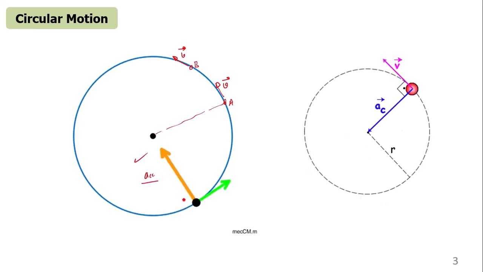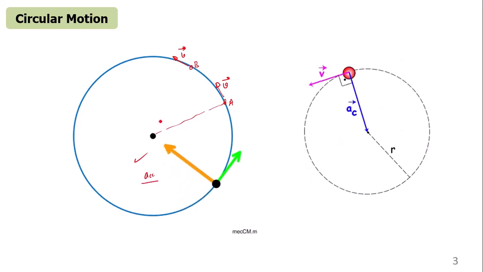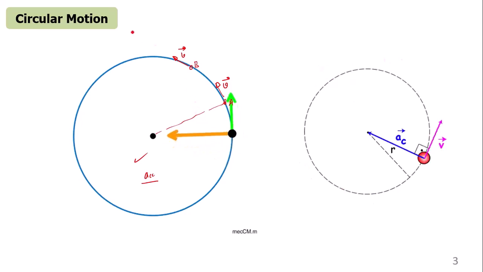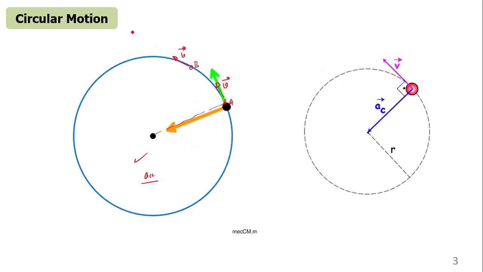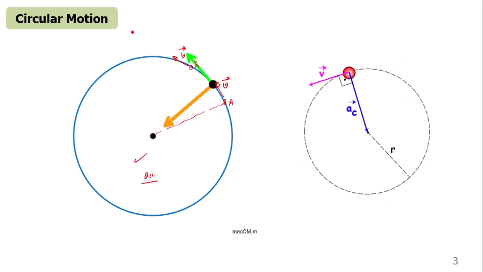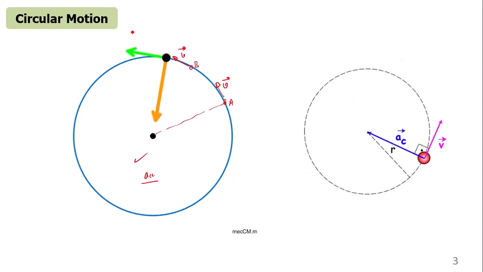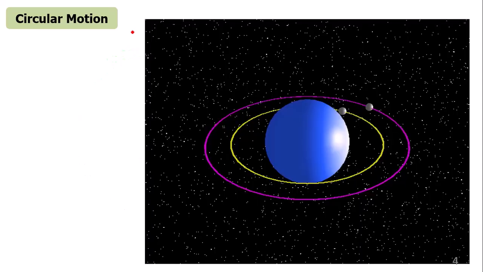How it comes in this direction, I will explain. But first we understand that there must be one acceleration for circular motion. If the acceleration is not there, the velocity vector is not changing, which means the path is not circular. If I say a particle is performing circular motion, there must be one acceleration. Without acceleration, the particle cannot perform circular motion.